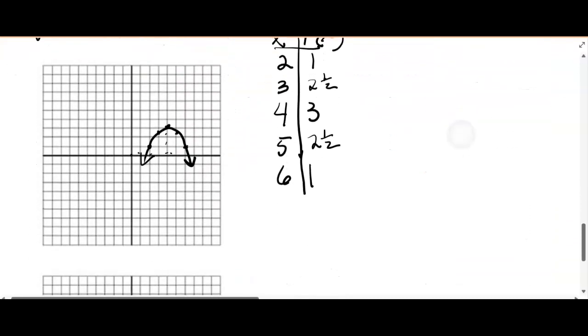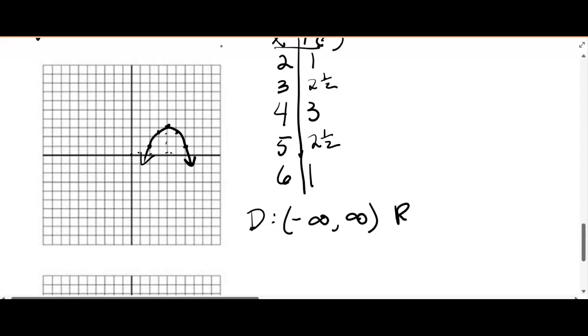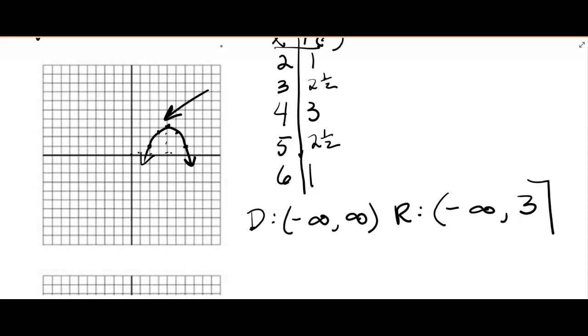All right, let's look at the domain and range here. The domain, all real numbers, negative infinity to infinity, and the range is going from negative infinity up to 3. Right here's where it's stopping. That's the highest output we had was 3.